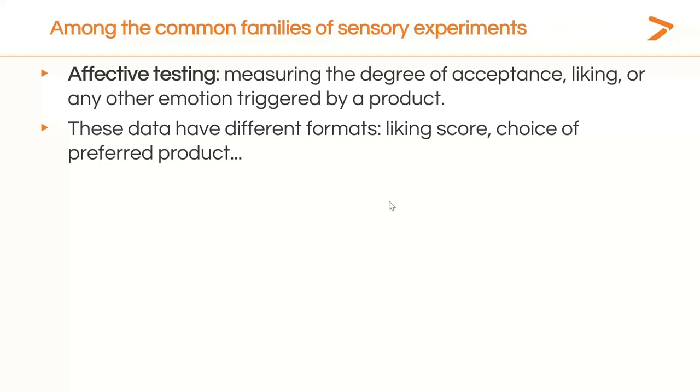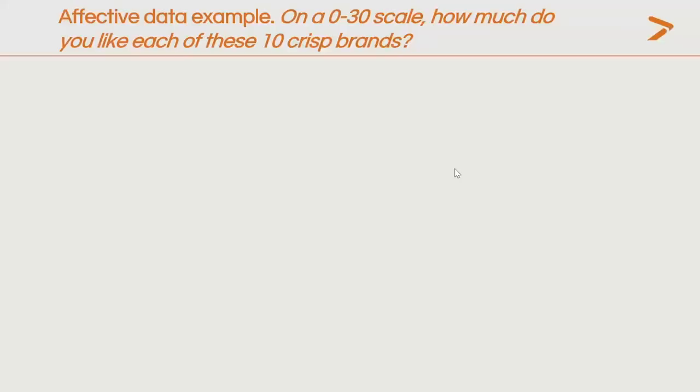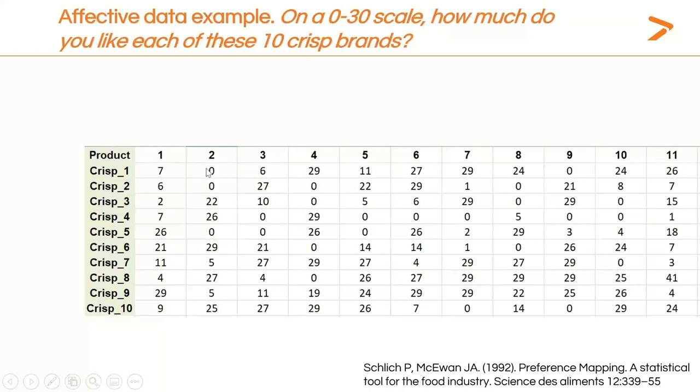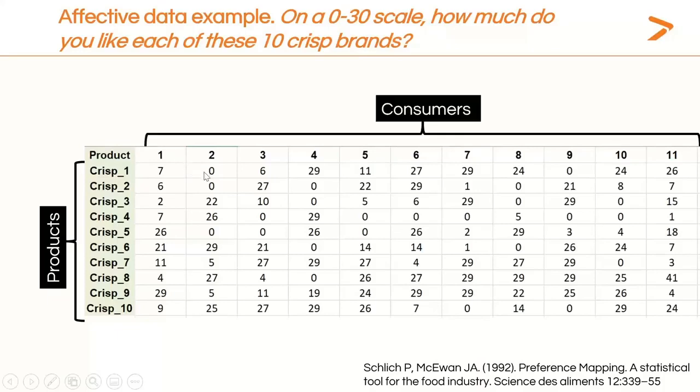This is an example data set that we can have in this case. For instance, we asked respondents on a 0 to 30 scale, how much do you like each of these 10 crisp brands? So you get this kind of data set. In rows, you have the products, in this case, 10 crisp brands, and each column corresponds to a consumer. So we see that consumer number 3 rated crisp number 2 with 27.